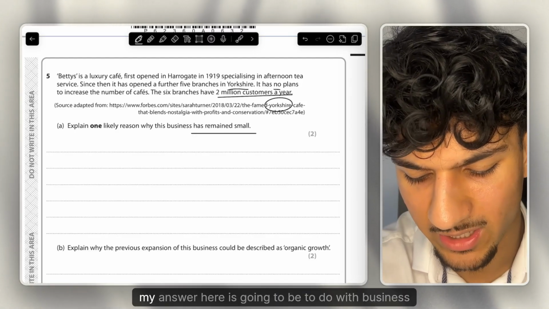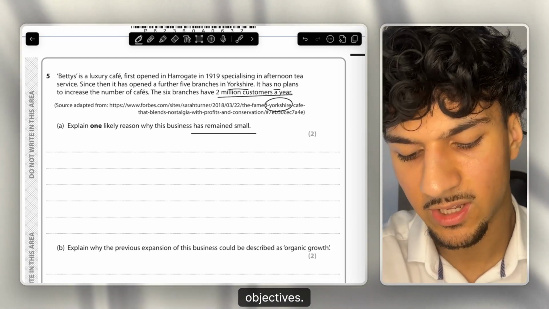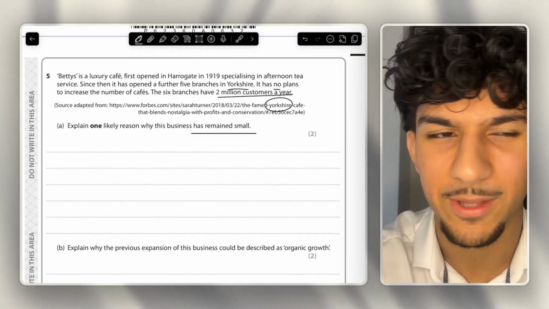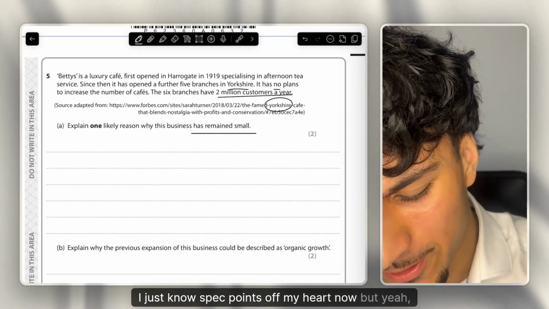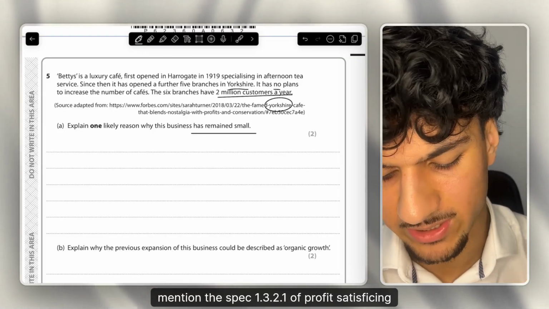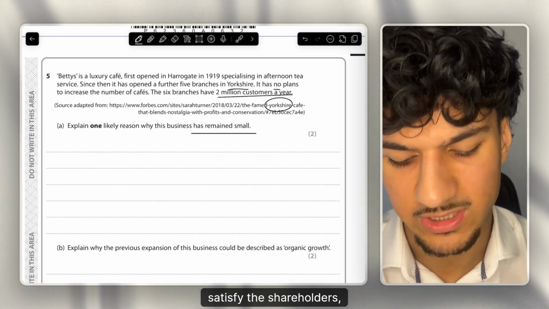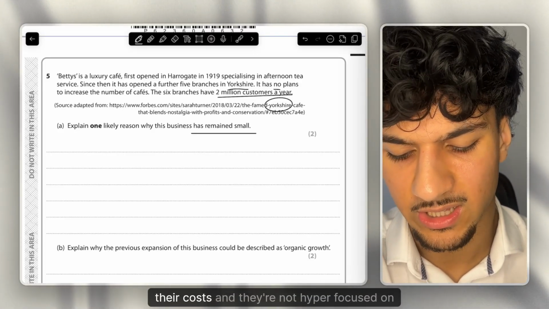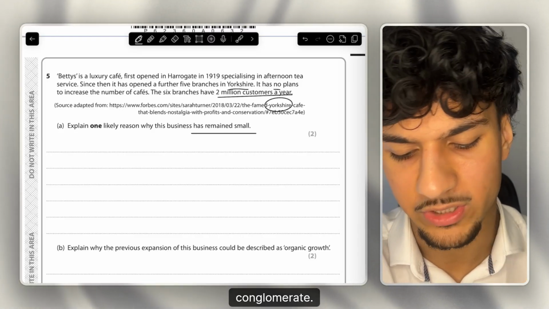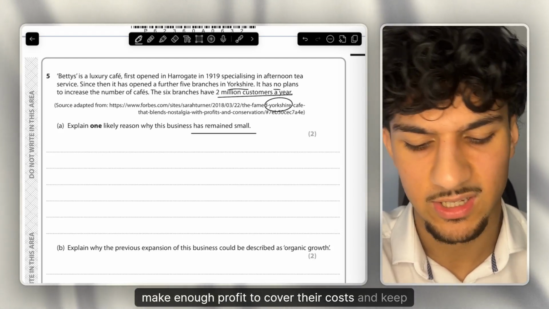And like I mentioned previously, my answer here is going to be to do with business objectives. It is of course due to the owner's objectives. The business objectives as it relates to in the spec, which is point 3.2.1. It's quite funny, I just know spec points off by heart now. So what I'm going to say is essentially just mention the spec point 3.2.1 of profit satisficing, that the owners may just want to cover their costs, satisfy the shareholders, and they're not hyper focused on expanding, profit maximizing to become like a large conglomerate. They just want to basically live a nice simple life, run their firm, make enough profit to cover their costs and keep going.